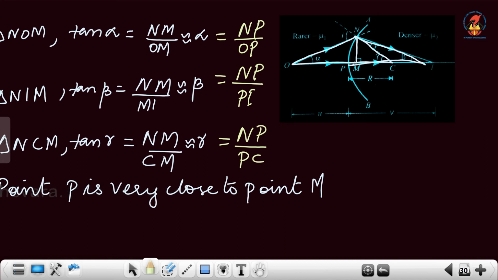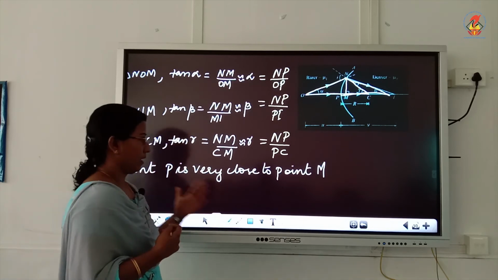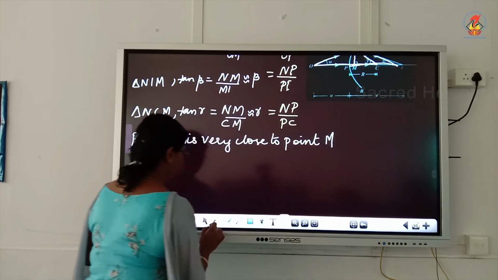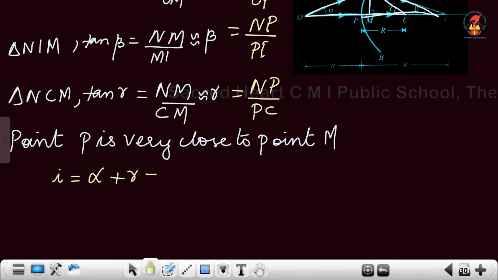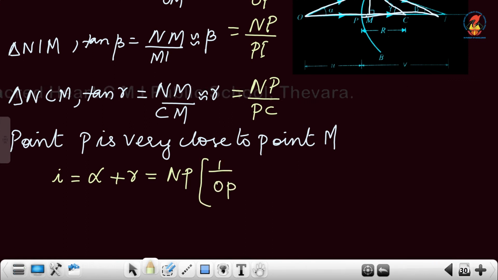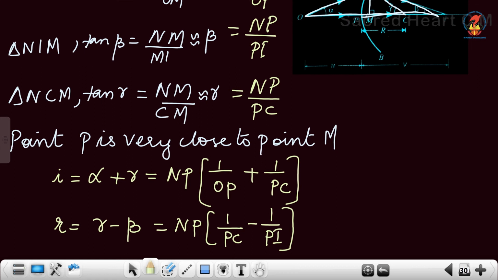Our next step is we are going to substitute the value of alpha, beta and gamma into the equation of I and R. Now we got the equation of I as I is equal to alpha plus gamma, which is equal to NP into 1 by OP plus 1 by PC, since NP is common everywhere, so I am taking it outside. Similarly, R is equal to gamma minus beta is equal to NP into 1 divided by PC minus 1 divided by PI. And we are going to substitute the value of I and R in the first equation.